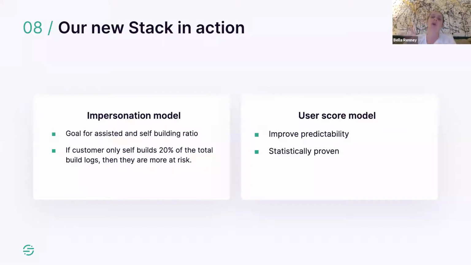So that fed into our user score. So our user score is a whole model. It's one key number that we attach to each user, and it takes in impersonation and 3 other areas. And I'll go into those now.